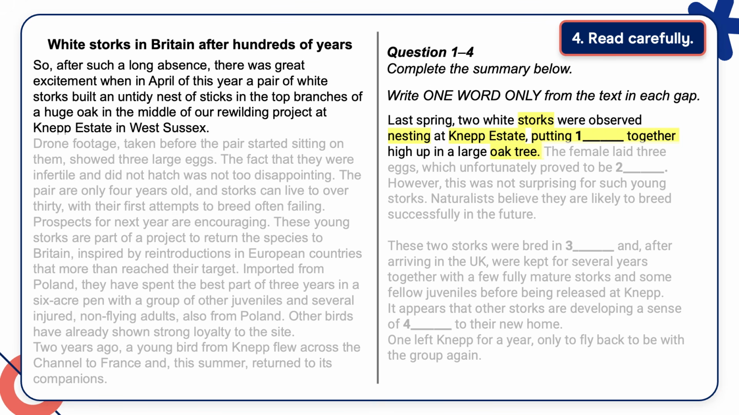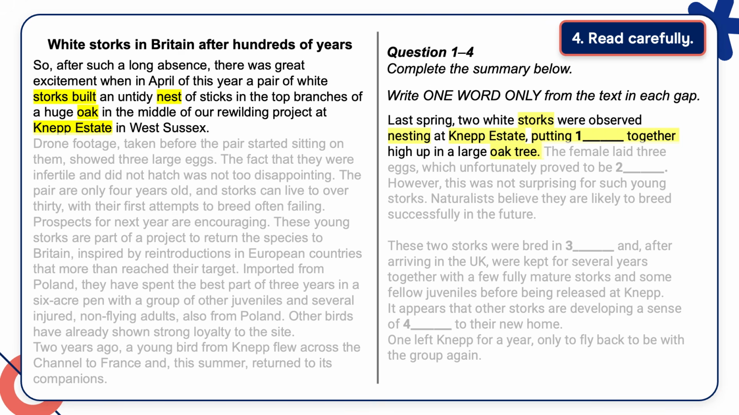So, after such a long absence, there was great excitement when in April of this year, a pair of white storks built an untidy nest of sticks in the top branches of a huge oak in the middle of our rewilding project at NEP Estate in West Sussex. In the text, we can notice storks, nest, oak, and NEP Estate. The word built is a paraphrased version of putting something together from the summary. We know we're in the right place.